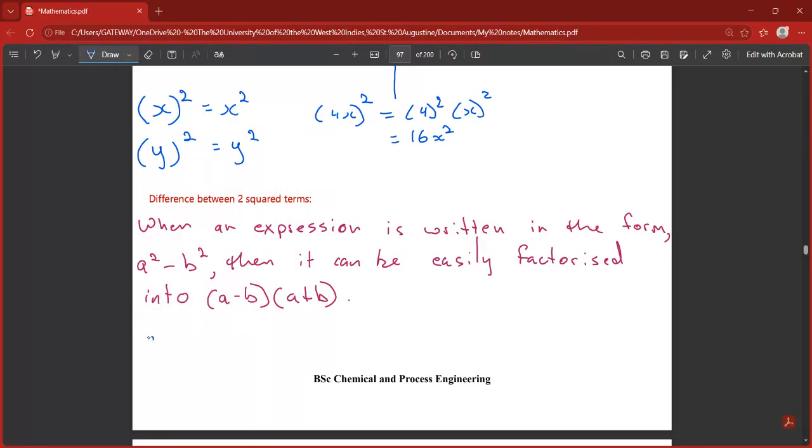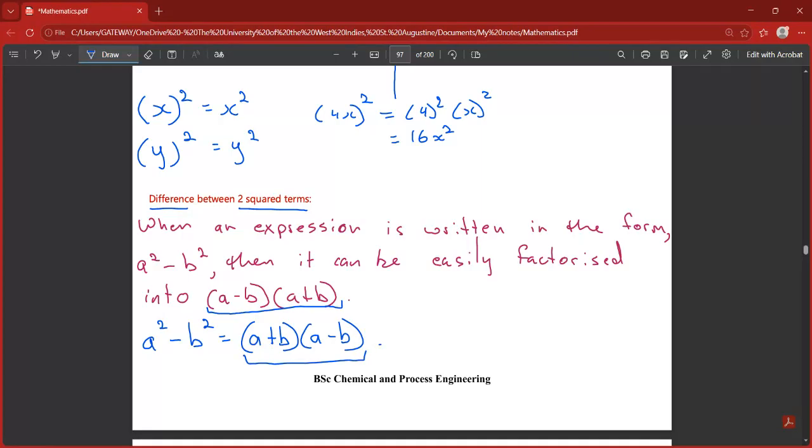Let's say you have a squared minus b squared, and you have to factorize this. You have one term squared minus another term squared. Hence, it's called the difference between two squared terms. The answer will simply be the first term, which is a, plus the second term, which is b, times the first term, which is a, minus the second term, which is b. Now this here is the same thing as a minus b times a plus b, because I told you the order doesn't really matter, right?